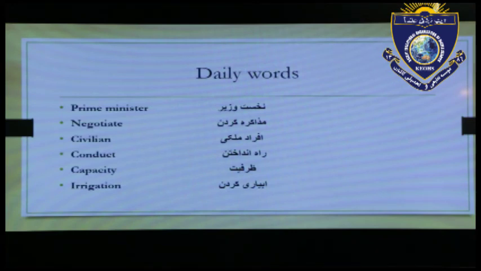Daily words. Let's study these important daily words. Try to memorize and practice and make sentences for these daily words. Let's study together. Prime Minister, negotiate, civilian, conduct, capacity, irrigation.